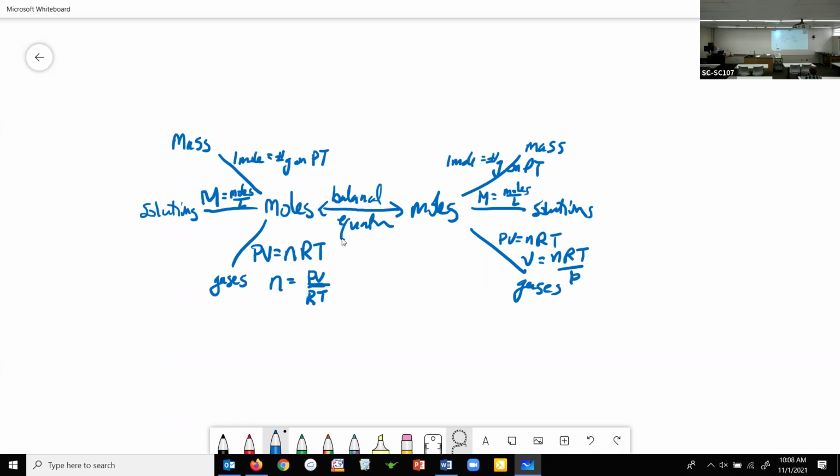Anytime we're talking about chemical quantities, is it one substance? Okay, then we're just talking about how to describe that one substance in different ways. Or is it more than one substance, where this one substance reacts and either uses up or produces another substance? Then there's a balanced equation involved, and we've got to get into moles, between moles, and back out of moles for that particular substance.